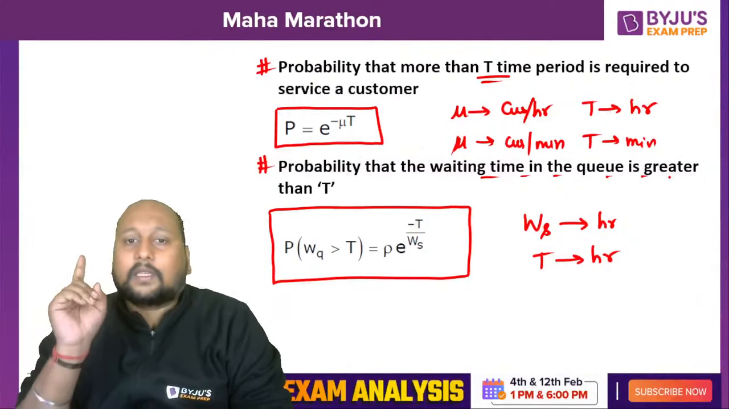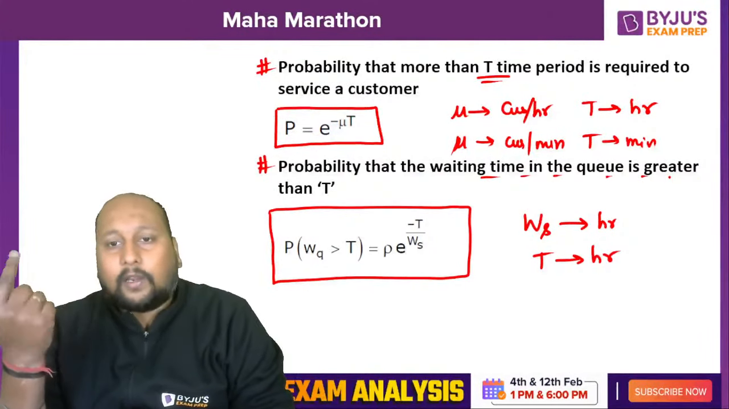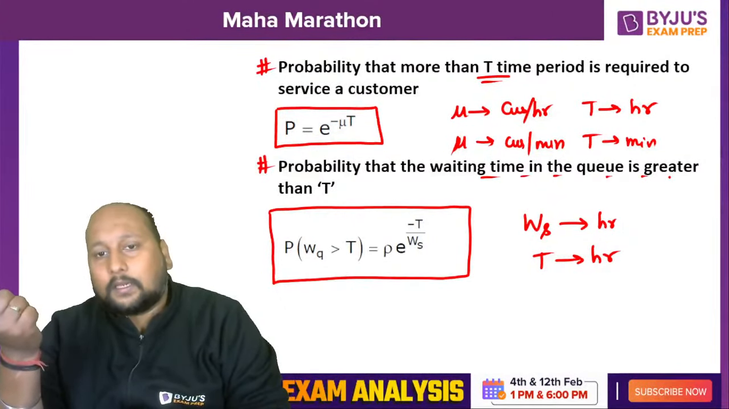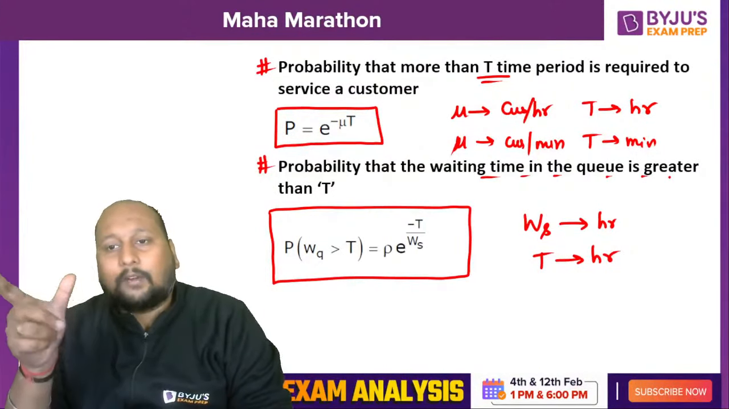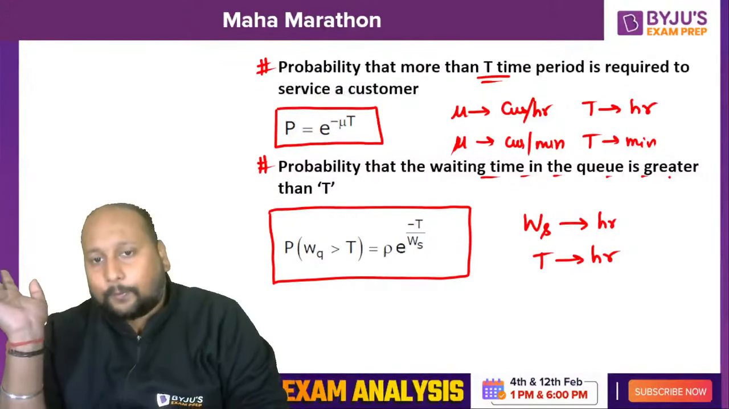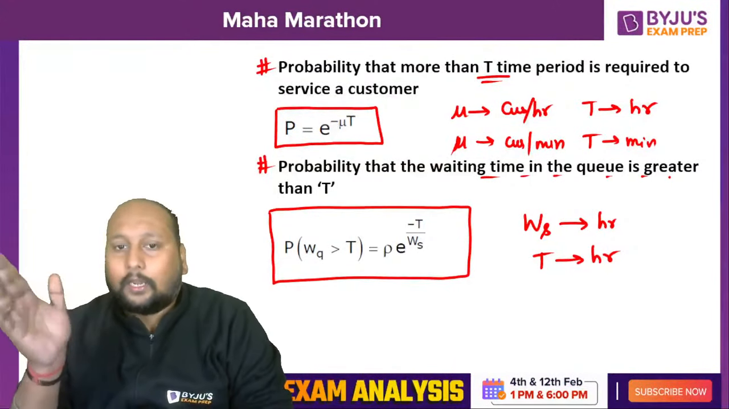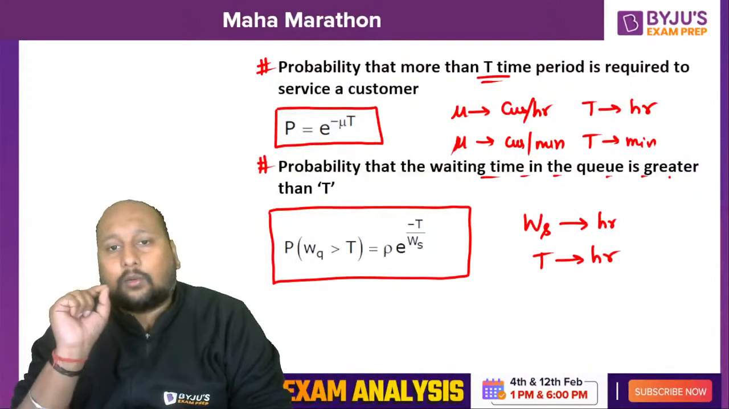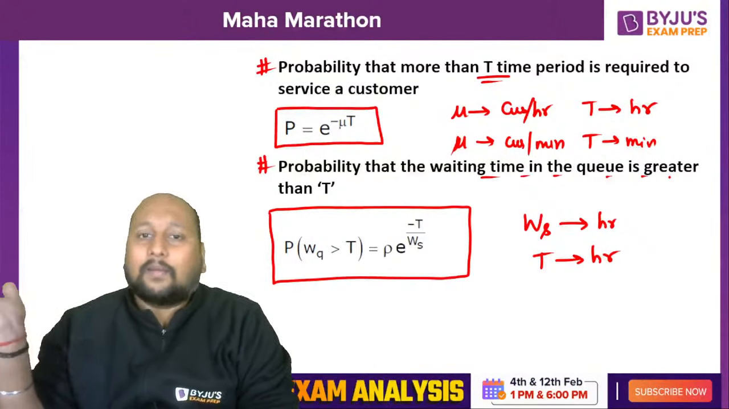A common mistake students make is calculating the waiting time of the system in seconds or minutes, while the time period is given in hours. If you put that value as it is, you'll get the wrong value. So try to convert into the SI unit, that is hours. You won't have any difficulty.